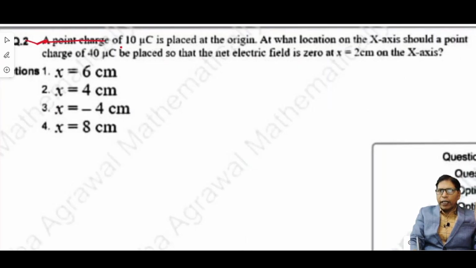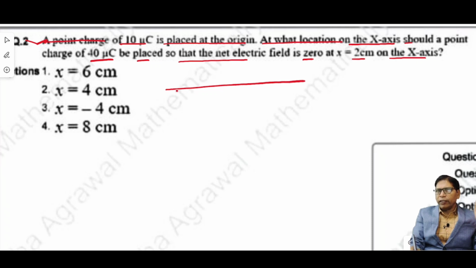A point charge of 10 microcoulomb is placed at the origin. At what location on the x-axis should a point charge of 40 microcoulomb be placed so that the electric field is zero at x equals 2 centimeter on the x-axis? Now look at this, this is the figure. This is the origin, so the 10 microcoulomb charge is placed here. The neutral point is at x equals 2 centimeter.